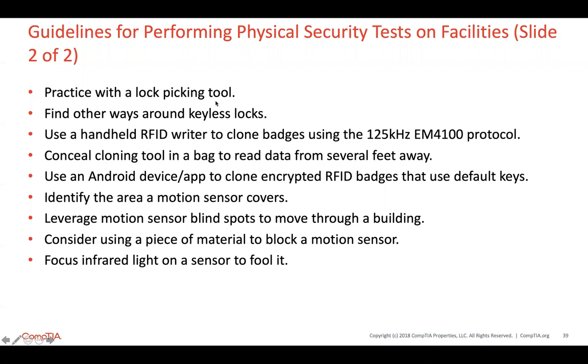Practice with lock picking tools. Find other ways around keyless locks. Use handheld RFID writer to clone badges, conceal cloning tool in bag to read data from several feet away, use an Android device app to clone encrypted RFID badges that use default keys, identify the area a motion sensor covers, leverage motion sensor blind spots to move through a building. Consider using a piece of material to block motion sensor, focus infrared light on sensor to fool it.